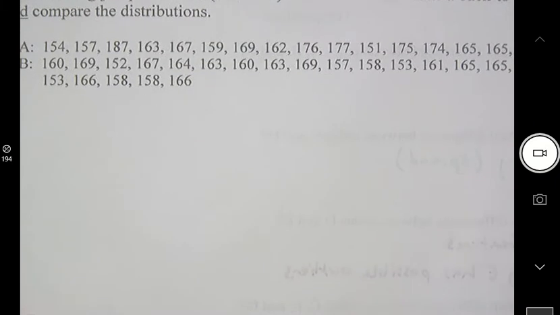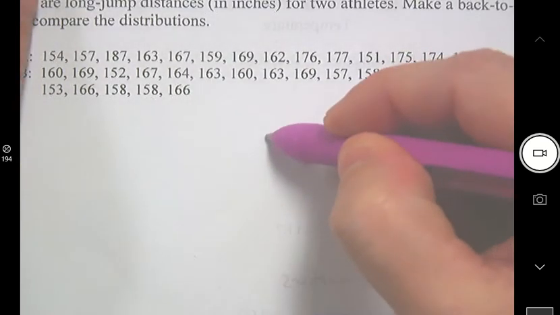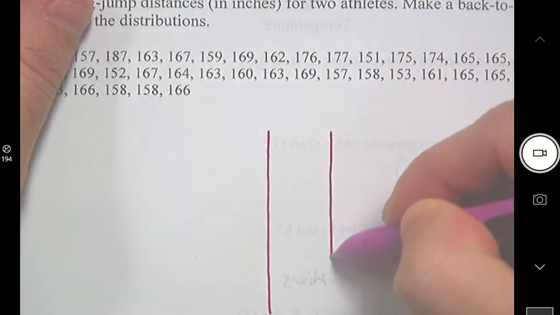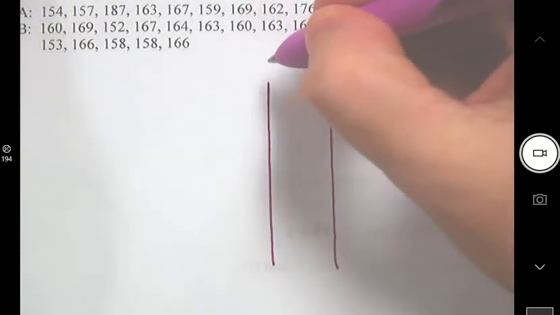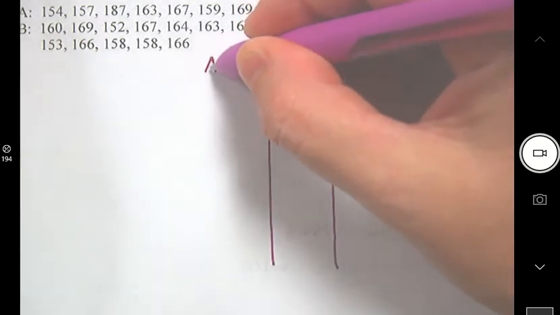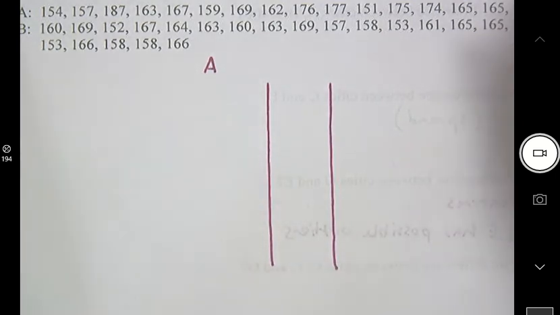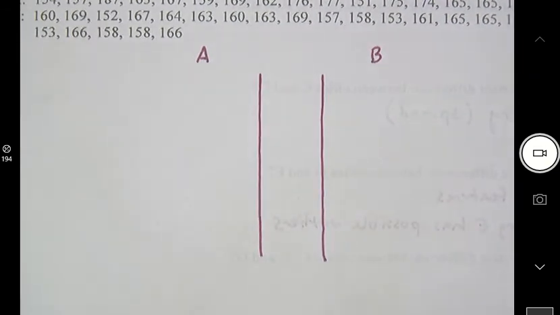Well, if you need to compare 2 sets of data in a stem and leaf plot, you're going to do what's called back-to-back. And so what we're going to do is we're going to have a middle column. I'll put some numbers in there in just a second. And then we'll have, let's say, athlete A. Those values will be on the left of the stems. And athlete B, we will display to the right of the stems.